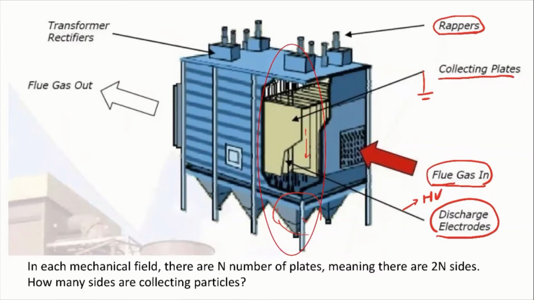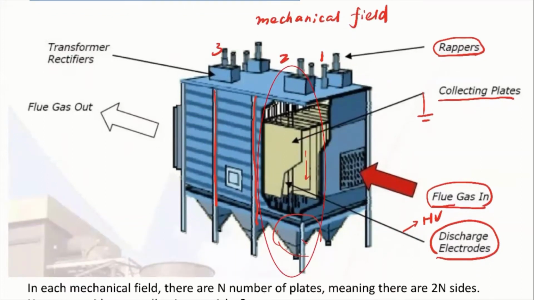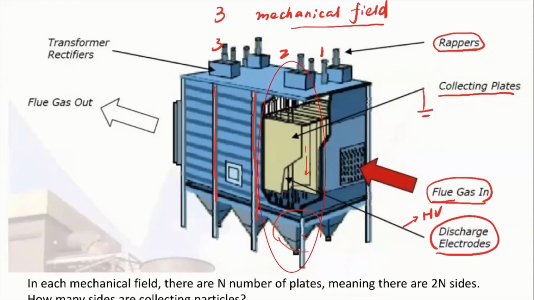And typically an ESP is composed of multiple compartments. For example, this ESP here is composed of, let's say, 1, 2, and 3 compartments. Each compartment will have a group of these parallel plates, and each compartment is called a mechanical field. So for example, this one contains 3 mechanical fields. Each mechanical field is composed of an array of these collecting plates and a matrix of these corona wires, right? And then basically the particles will go through the ESP, composed of multiple mechanical fields, and get collected onto the collecting plates.